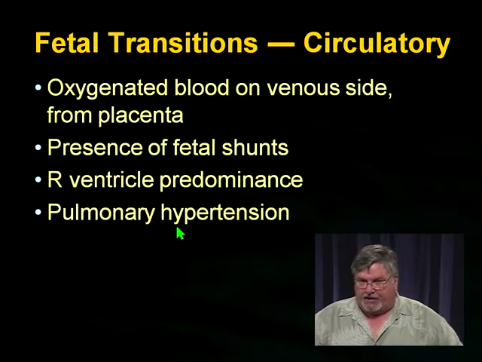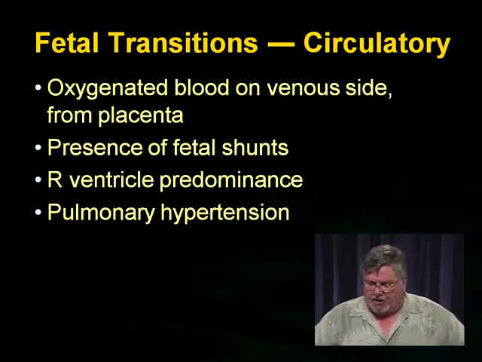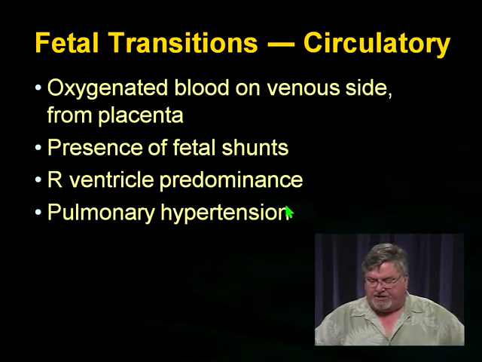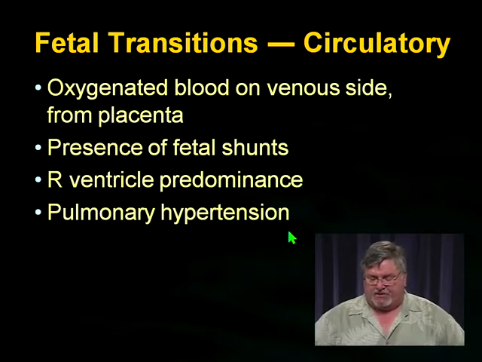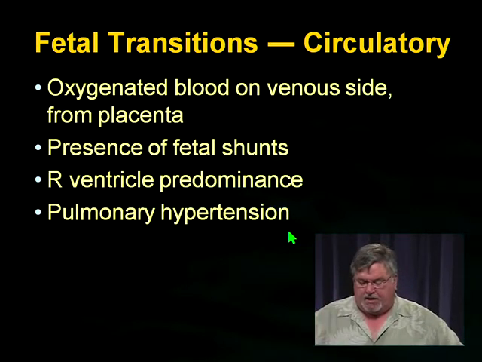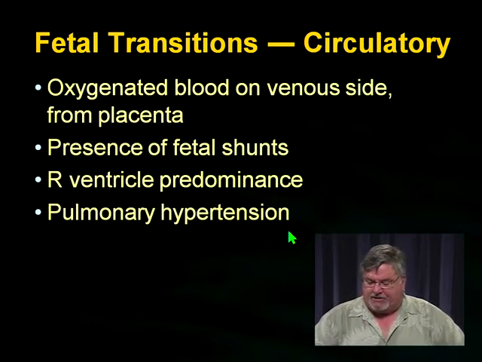All right, now we're going to talk about fetuses. So we're going to talk about fetal transitions. The first organ systems we're going to talk about are circulatory. So remember that the fetus is getting its oxygen not obviously from its lungs, but from its mother's placenta. And so the oxygenated blood starts on the venous side of the fetus, particularly the umbilical vein.